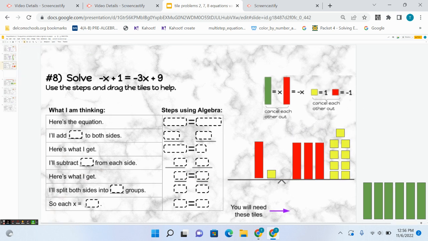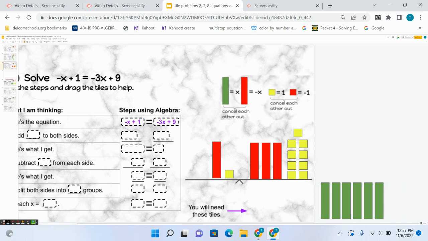Then you want to write in your problem. Step 1 would be just writing down what you got. Our problem is negative x plus 1 on the left and negative 3x plus 9 on the right. This problem is a little bit different, at least the start of it. When you solve these problems with tiles, your first goal is to add or subtract to get all green rectangles, all positive x's, on one side. It just makes the problem easier.